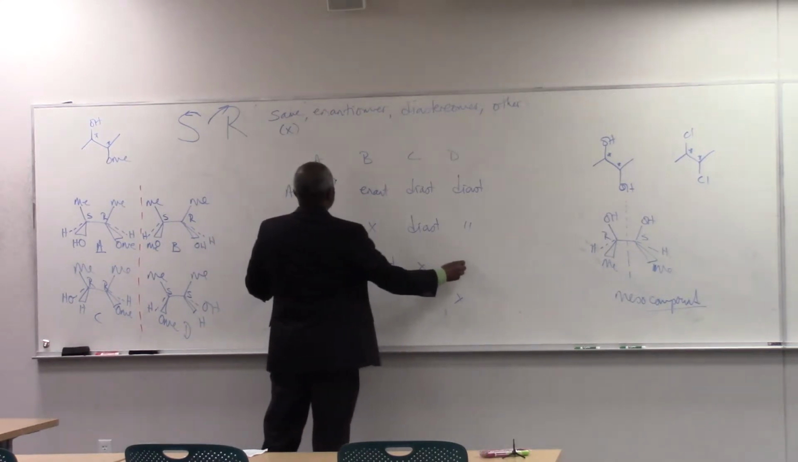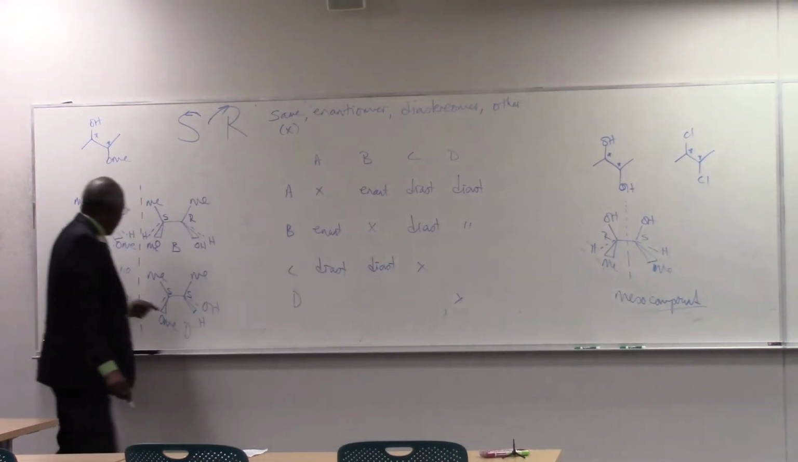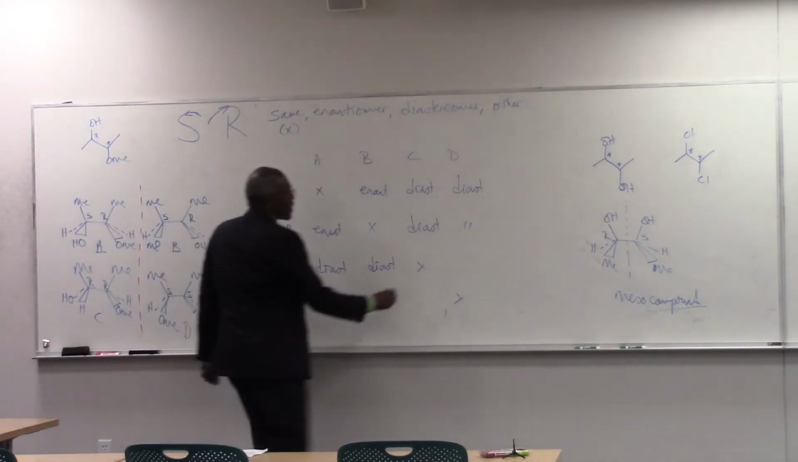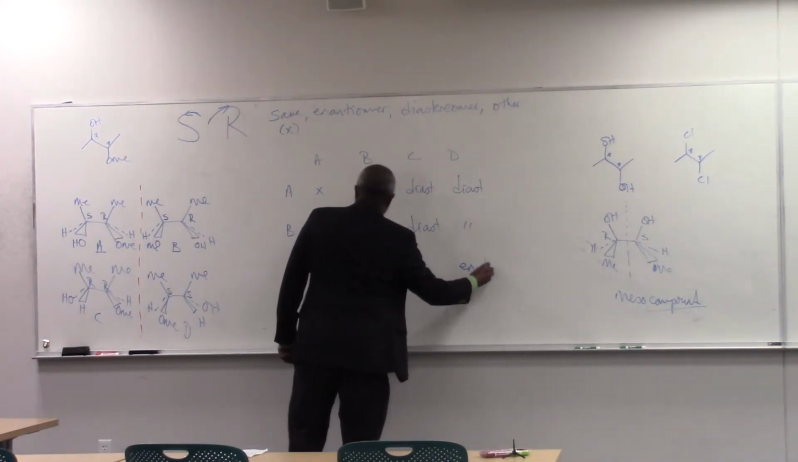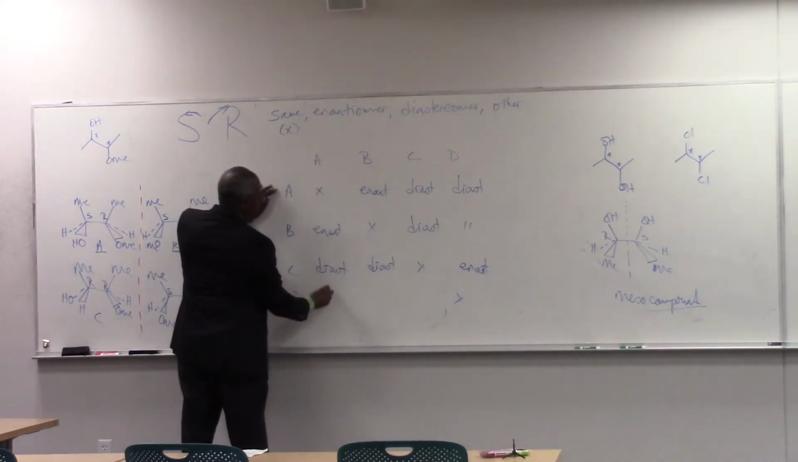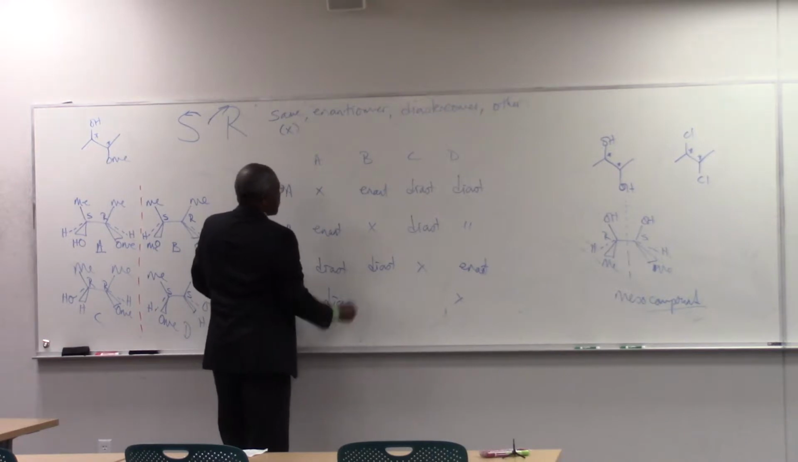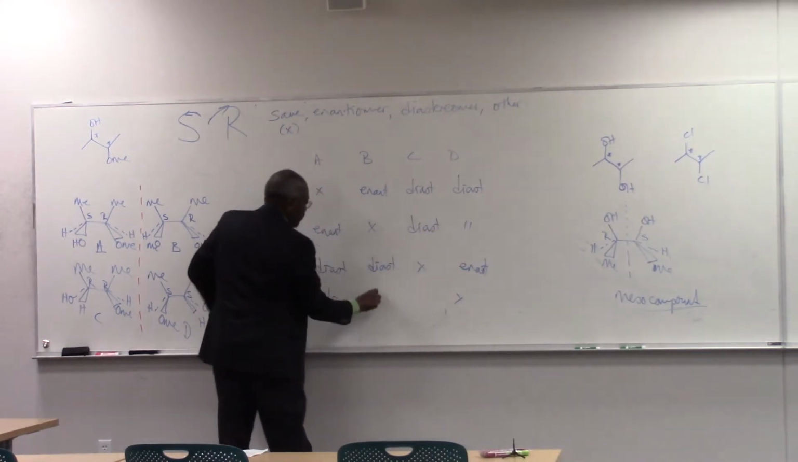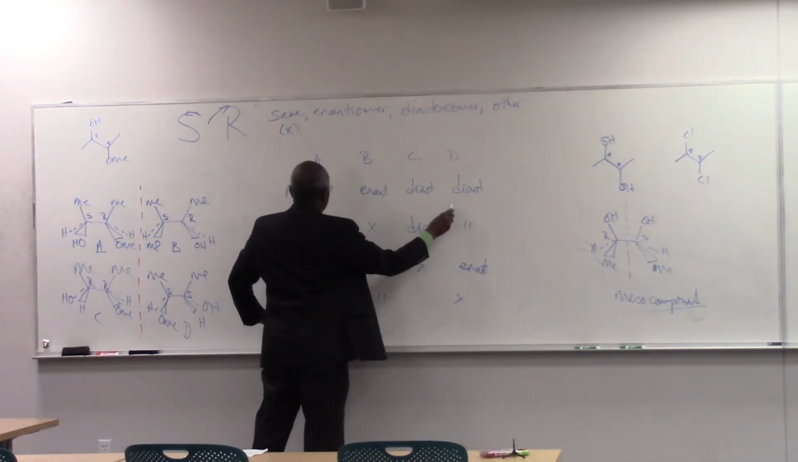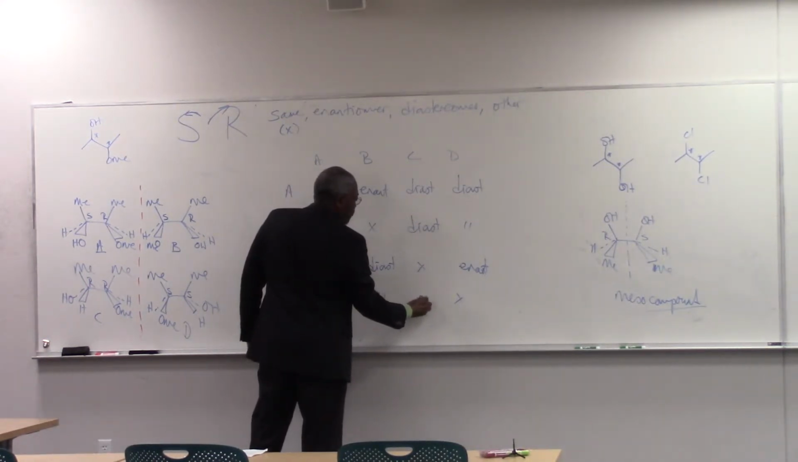C and D are enantiomers. They're mirror images of each other. So these are enantiomers. A and D, diastereomers. D and B, diastereomers. D and C are enantiomers.